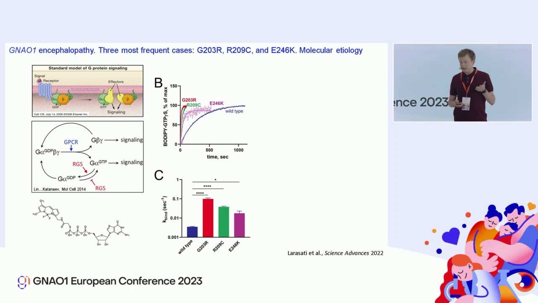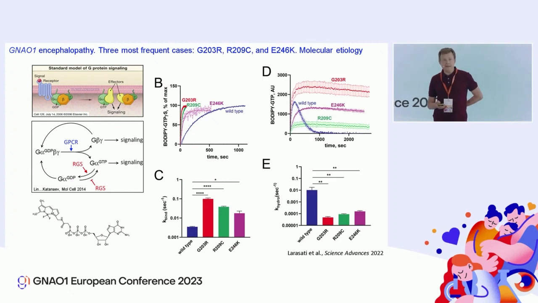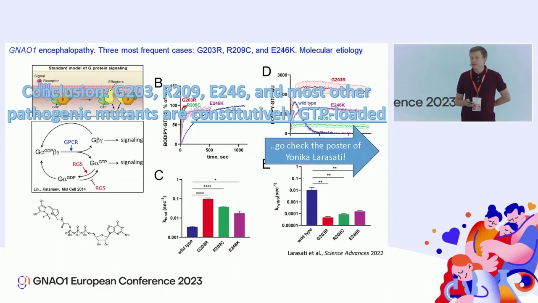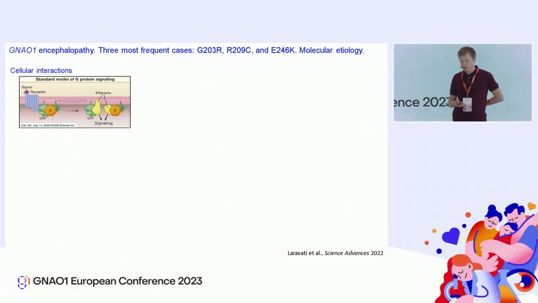And in fact, looking at first just these three, which are among the most frequent mutations, we find that the kinetics of uptaking the GTP is dramatically sped up, while the kinetics of hydrolysis of the GTP is essentially gone. So these mutants are biochemically constitutively active. And actually, now we know that this is true not just for these three, but for the vast majority of the mutants we have studied so far. And I'm inviting you to go to the poster of Ionica to see more details.